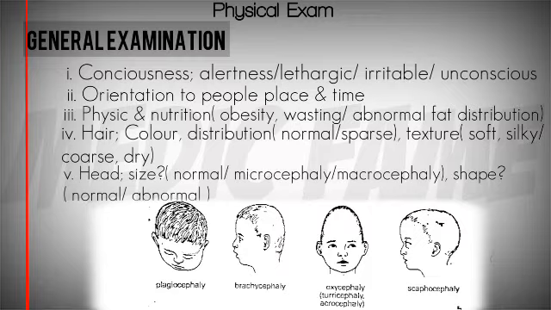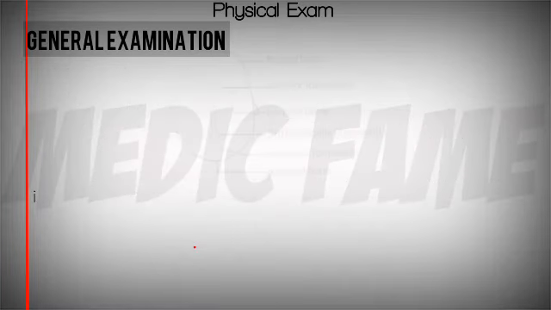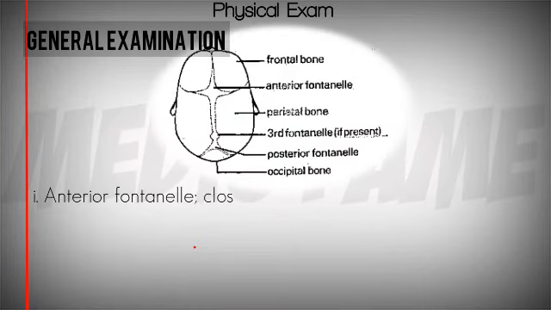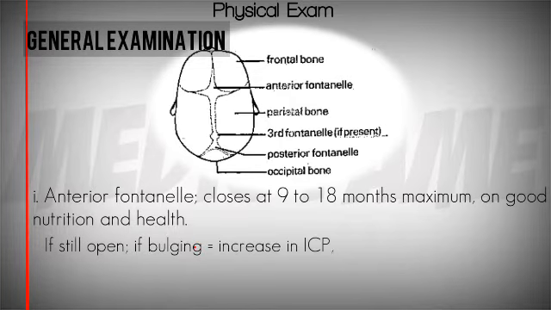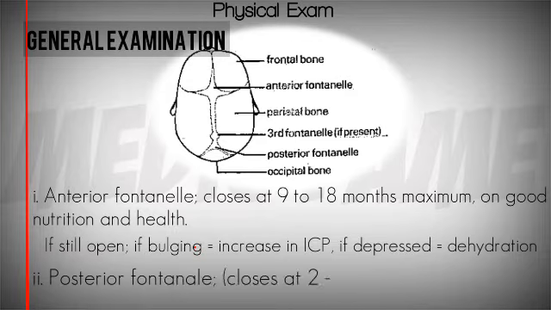If the child is below 18 months, we should look for the anterior fontanelle, which closes at 9 to 18 months maximum. If it is still open, we look for bulging, which indicates increased intracranial pressure. If it is depressed, it is a sign of dehydration. We also look for the posterior fontanelle, which closes at 2 to 3 months.